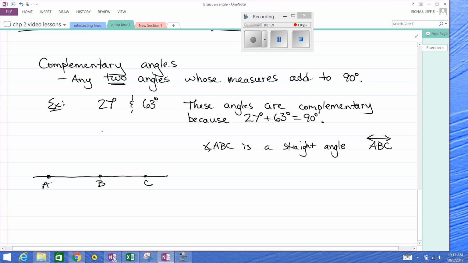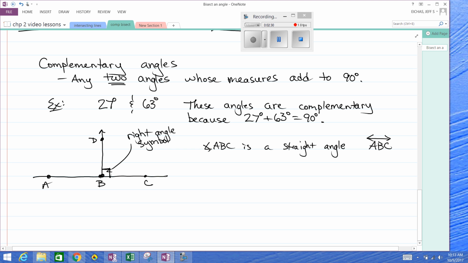Now, if I place ray BD in a particular way, so that we form what's called a right angle, we can throw this symbol in. That symbol right there is the symbol for a right angle. So get used to that. You will see this a lot. We'll talk about another meaning for that in the next problem, but let's focus on this.